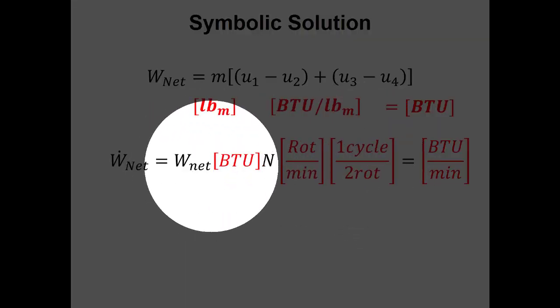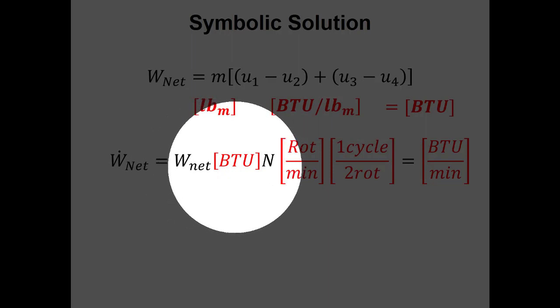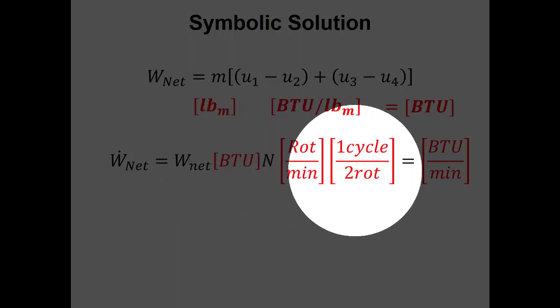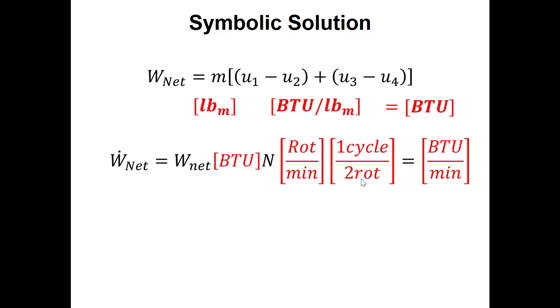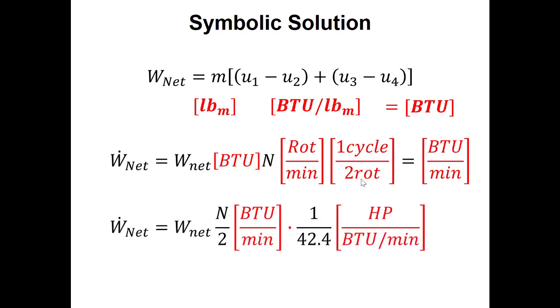So this net work is the work per cycle, right? So this is BTU per cycle. If I do this calculation, W times N multiplied by 1 cycle divided by 2 rotations, that will give me how many BTU per minute my engine produces. But we probably don't want BTU per minute; we probably want power in terms of horsepower here. So I look on the equation sheet that you'll get for the class, and that tells you that 1 horsepower is equal to 42.4 BTU per minute. So we can use that conversion here to get an equation for the power that's developed by my engine.